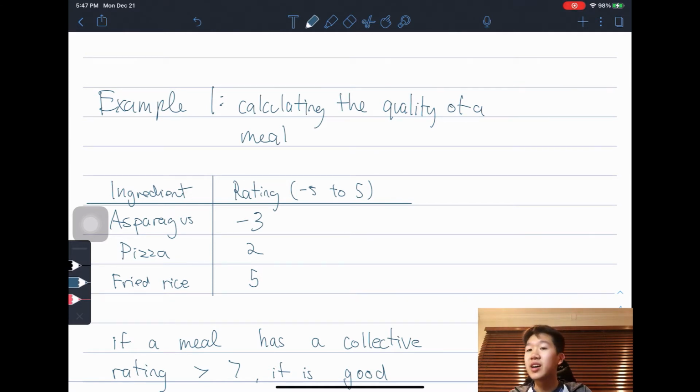And then for pizza, it's pretty good, but it's not really healthy. I don't like it that much, so I put a 2. But for fried rice, it's absolutely delicious, so I give a rating of 5. So how do I calculate the quality of a meal given these 3 ingredients? I'm going to use a simple metric. When you eat, you sum the ratings of the ingredients that you ate, and if the collective rating is bigger than 7, then it's a good meal. Otherwise, it's disgusting.